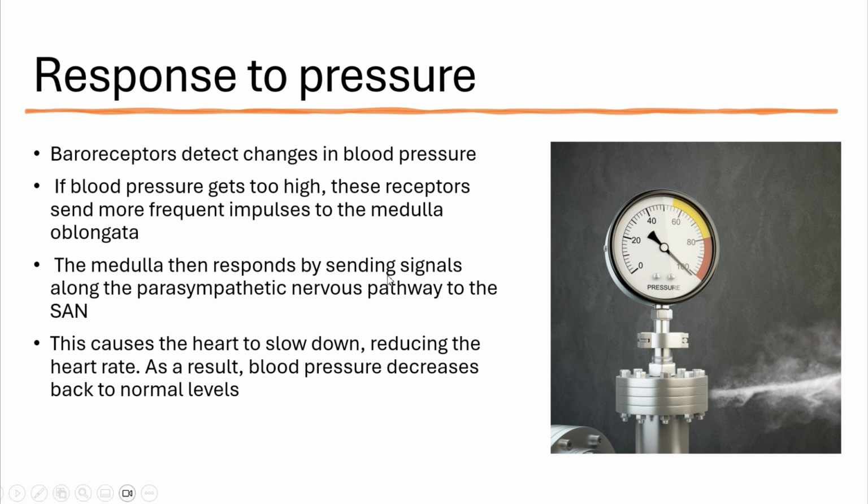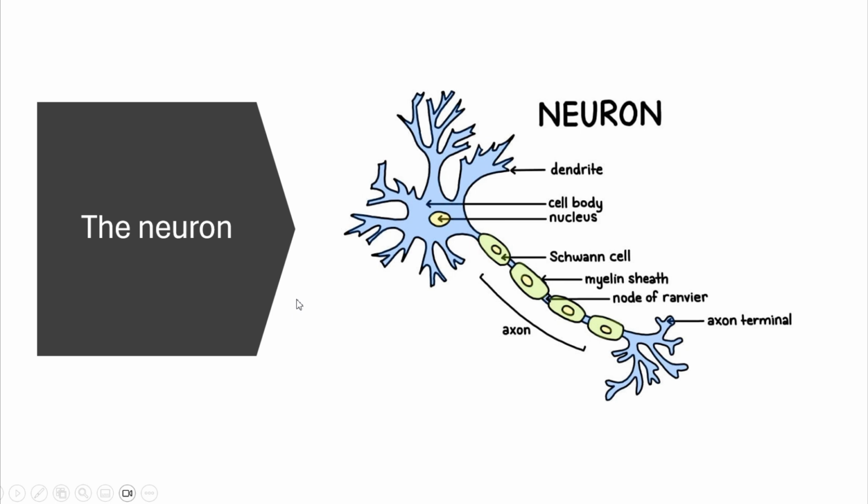So the medulla then responds by sending signals along the parasympathetic nervous pathway to the SAN. So the SAN knows if it's through the sympathetic, it needs to speed up. If it's through the parasympathetic, that's the brake, it needs to slow down. You get me? This causes the heart to slow down, reducing the heart rate. As a result, blood pressure decreases back to normal levels. Yeah, alright, calm.